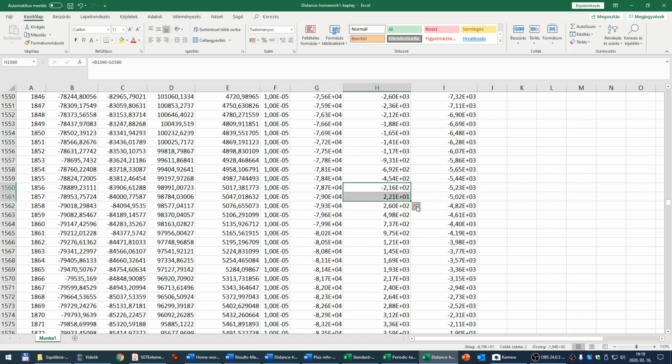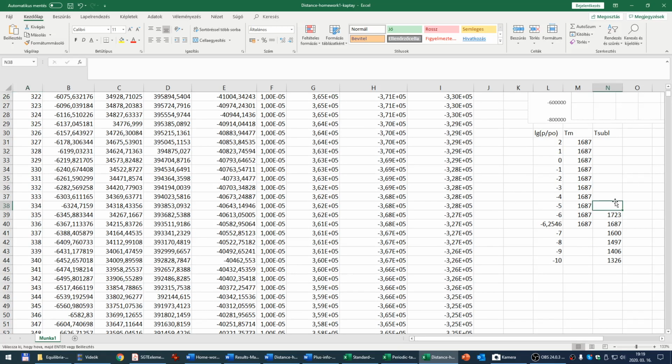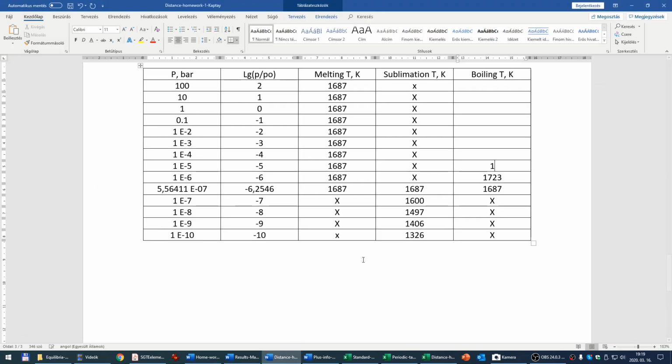Here you are. Minus 216 versus plus 22. Of course, plus 22 is closer to 0. So this temperature is our best value for the boiling point of this pressure. 1857. 1857. Okay. Next pressure.